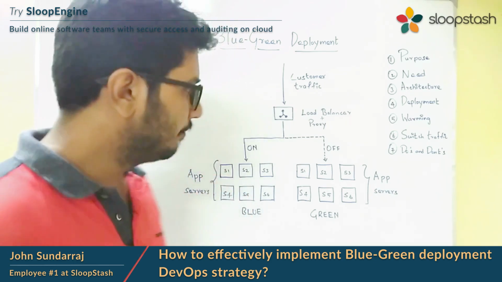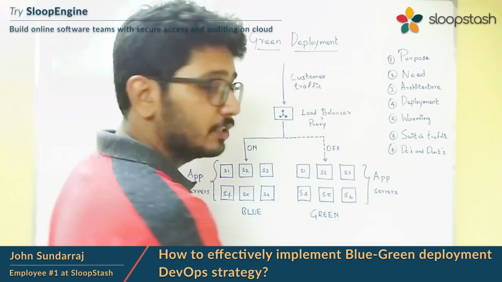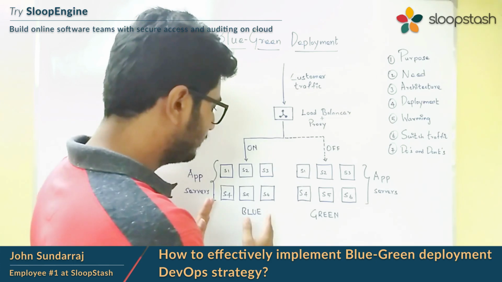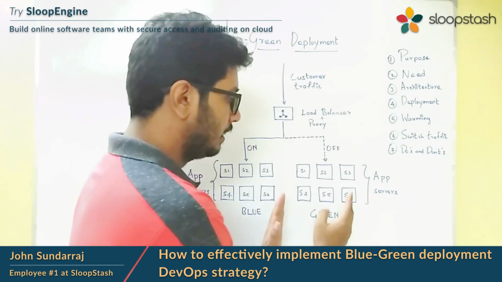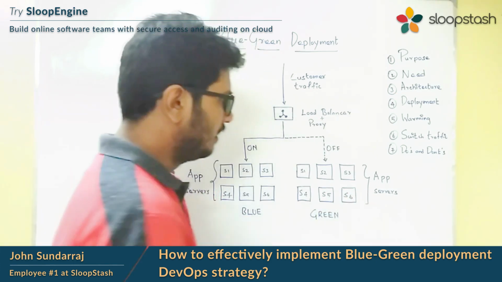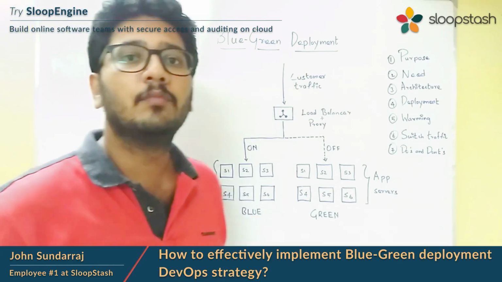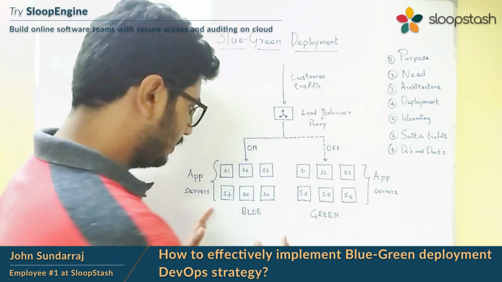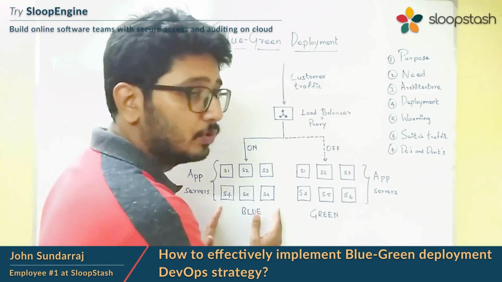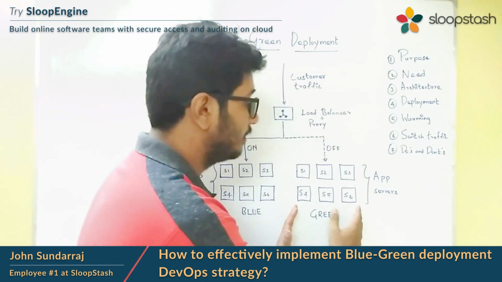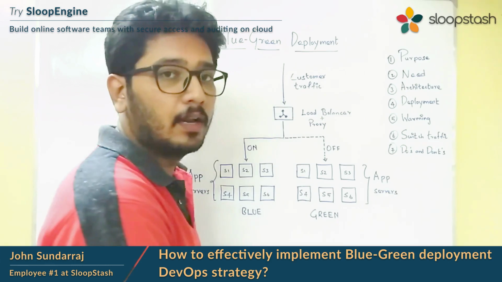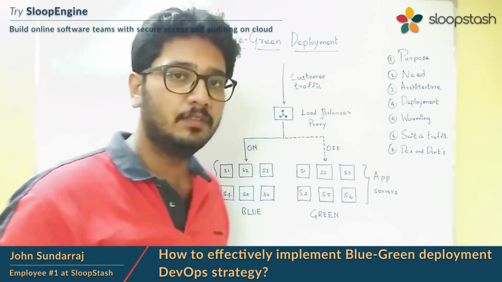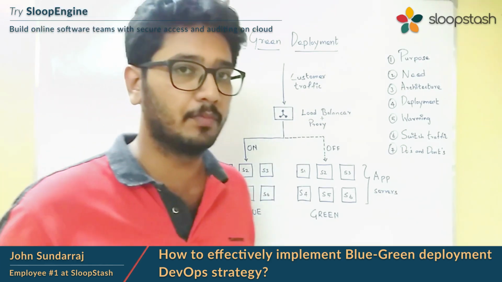And number two, we need to always consider this entire thing as one production environment. Some people used to consider that this is one production environment and this is another production environment, which is totally the wrong way of understanding blue-green deployments. This is one single fleet which is called blue, and this is one single fleet called green. Both these fleets are a part of a single production environment. This is how we need to look into blue-green deployments.